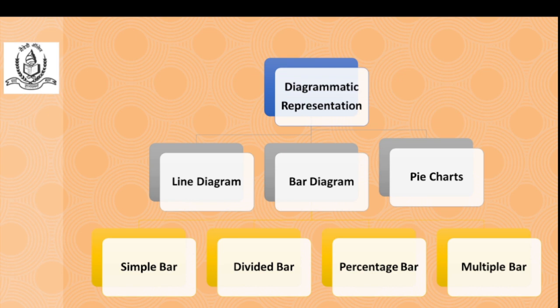Now, coming to the different types of diagrams that are commonly used for representing the data, as is visible from the given diagram, there are three major types of diagrams: line diagram, bar diagram, and pie charts. The bar diagram is further subdivided into four types: simple bar diagram, divided bar diagram, percentage bar diagram, and multiple bar diagram. We'll start with each one of them. So starting with the line diagram.